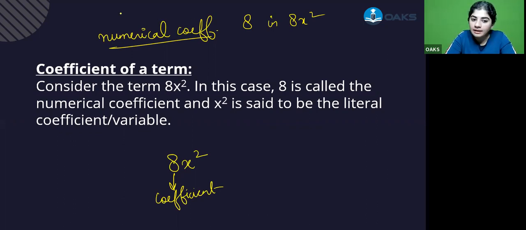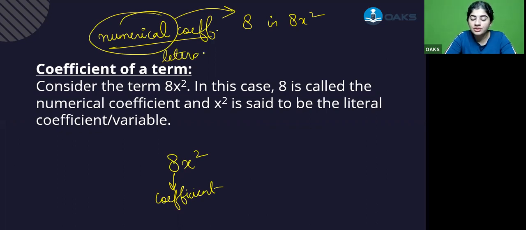So numerical, with the word number, you will remember this thing. And the literal coefficient is x square, or you can say variable, which is mentioned in your books also. So we can say literal coefficient or variable. Do you understand this definition?